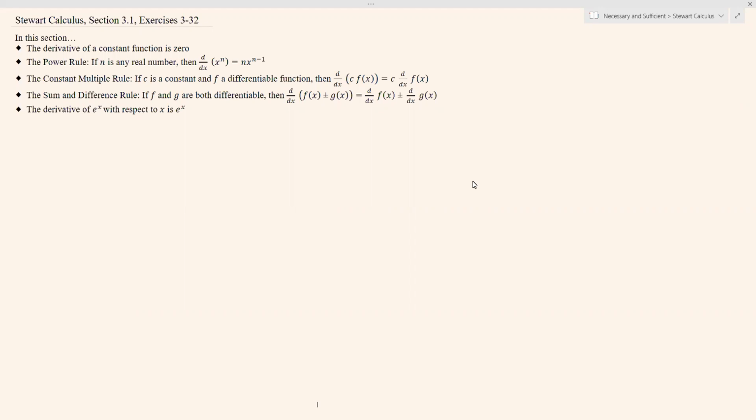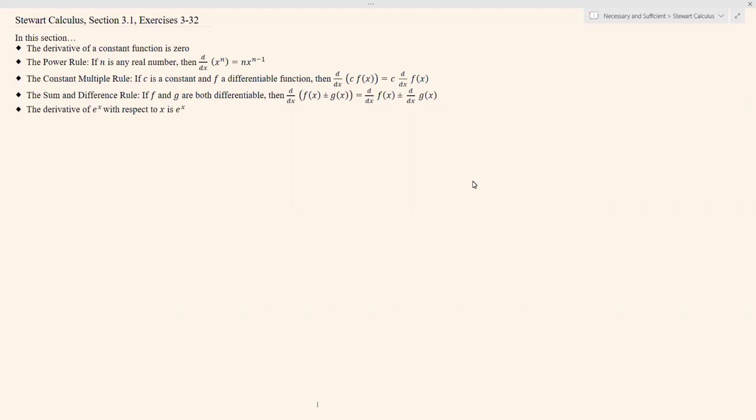We also have the sum and difference rule. So if f and g are both differentiable, then the derivative of f plus g is the same thing as the derivative of f plus the derivative of g. And the last thing we're going to use in this section is that the derivative of e to the x with respect to x is e to the x.